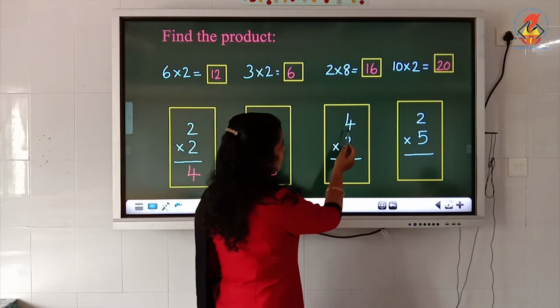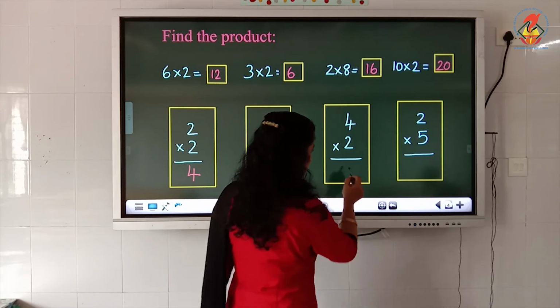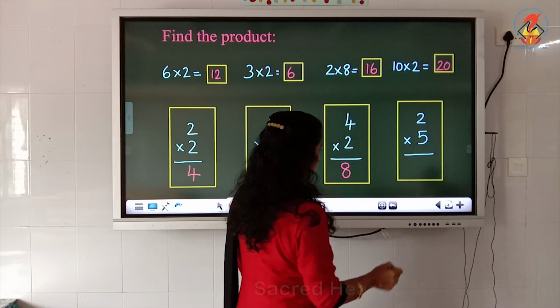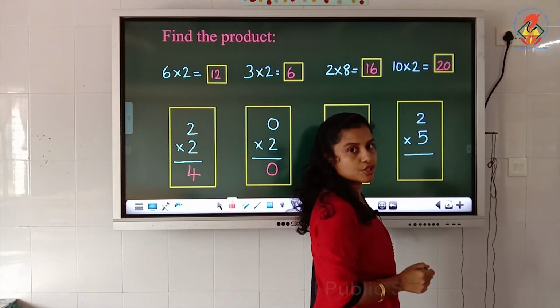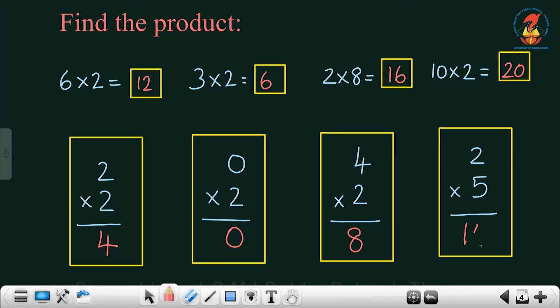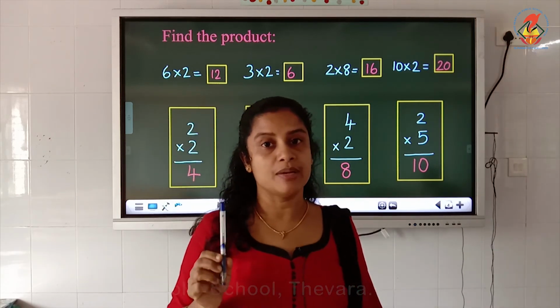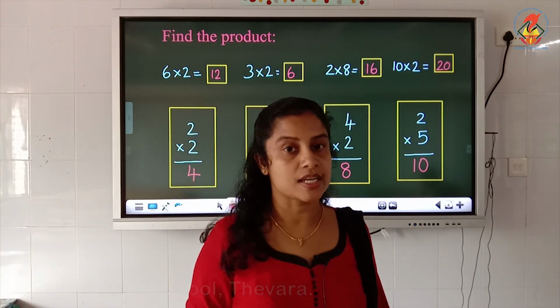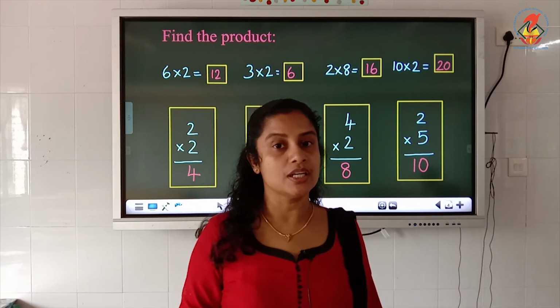Next question, 4 times 2. What is 4 times 2? 4 times 2 is 8. The last question, 2 times 5. What is 2 times 5? 2 times 5 is 10. So did you all understand, children? If you know the tables only, you will be able to do the exercise. So study the tables thoroughly, okay, and then only do it in the worksheet.